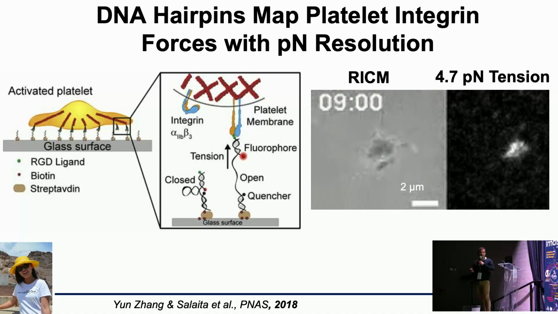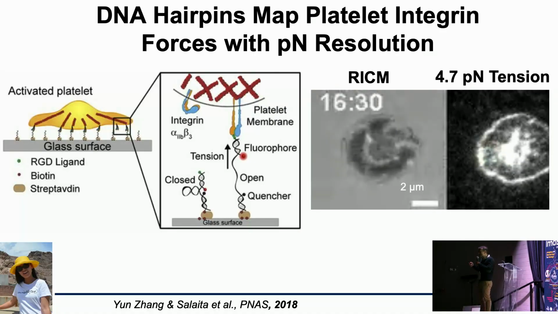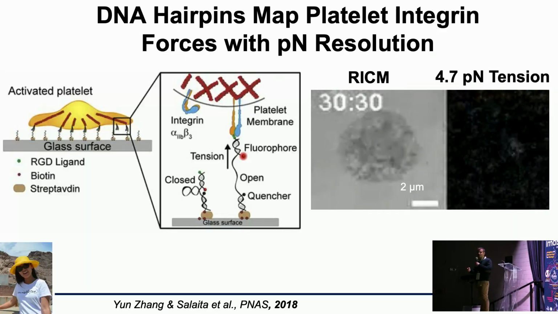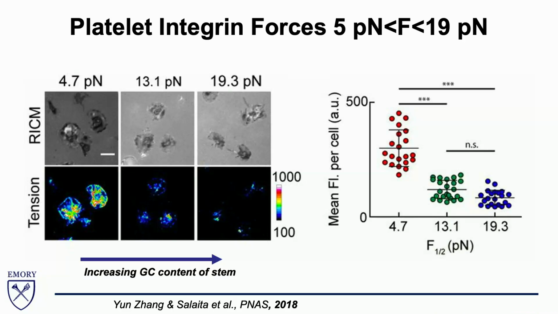But the question I think our collaborators were asking is, how much force is exactly being applied? All we know is it's more than 5. So to answer that question, all we had to do is create a library of these probes where we tune the F1/2 from 5 to 13 to 19 piconewtons. And if you're following my talk, that means all we did is we increased the GC content in that stem. We went from 22% GC content to 100% GC content. And so now it takes about 20 kcal per mole for every receptor to open a hairpin, and now you only see very few receptors opening hairpins. So now we can define the magnitude of forces being generated by these platelets.